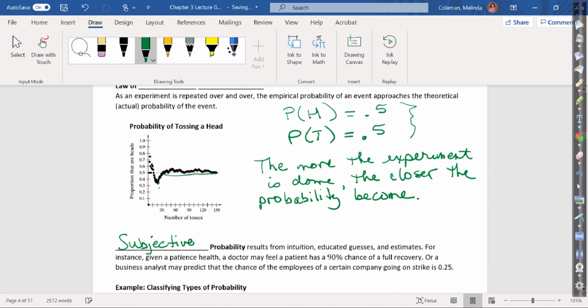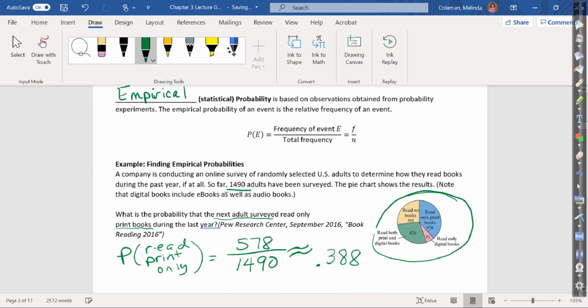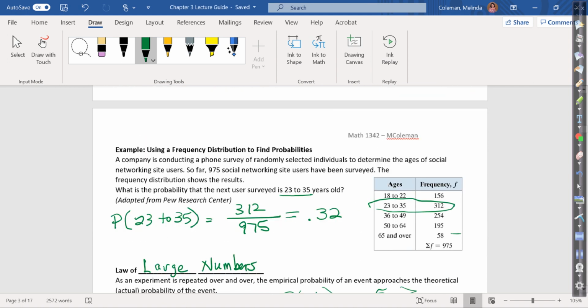And if you go back up to the definition of empirical, empirical then is based on randomly selecting survey kind of things that are statistical probability. It's based on frequency, how many people have been surveyed, the frequency that happens.